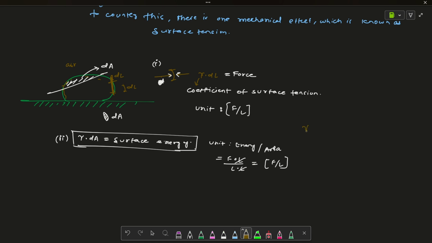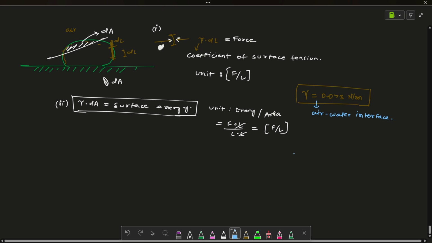Let me write some values, so just remember them. You will find them useful when solving problems where it is not given, though usually it would be given. So gamma is equal to 0.073. This is just to give you an idea of the order of value gamma holds. The coefficient of surface tension would be 0.073 for an air-water interface. Generally gamma decreases with liquid temperature and is zero at the critical point.